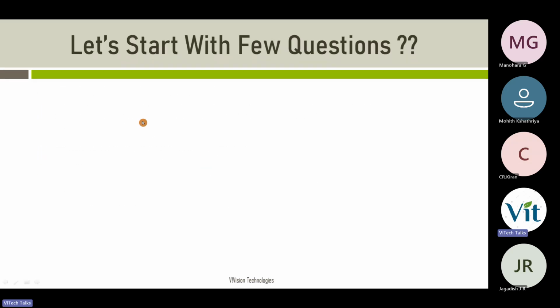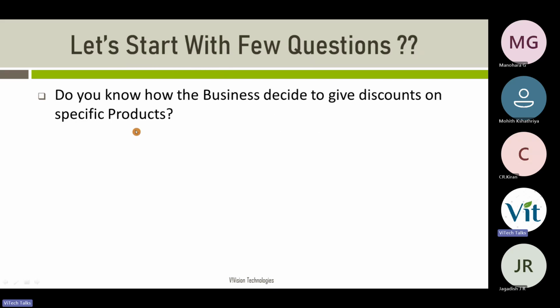Before starting what is Snowflake, let's start with a few questions. Normally we go to DMarts or Reliance Marts. How do they provide discounts on specific products? How do they decide? It totally depends on data. Suppose we have a fest, right? It's already completed. For the Vinayak fest.